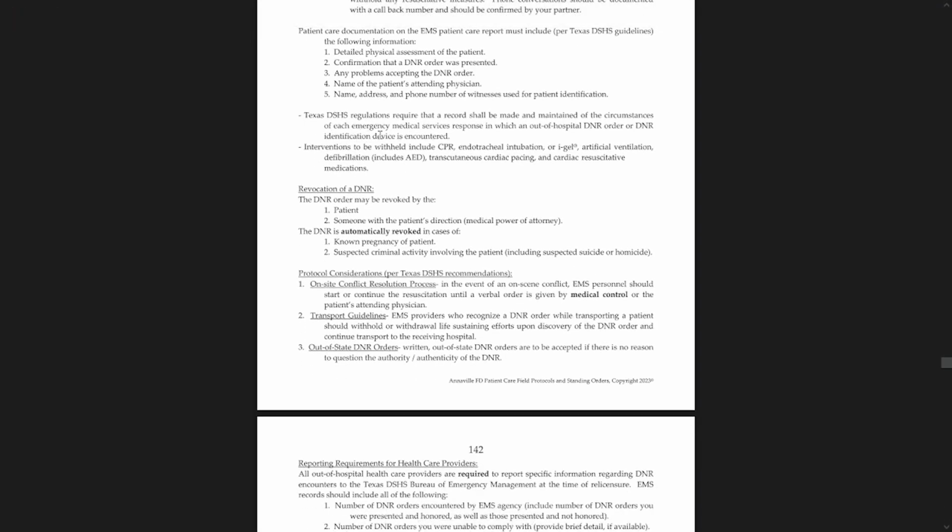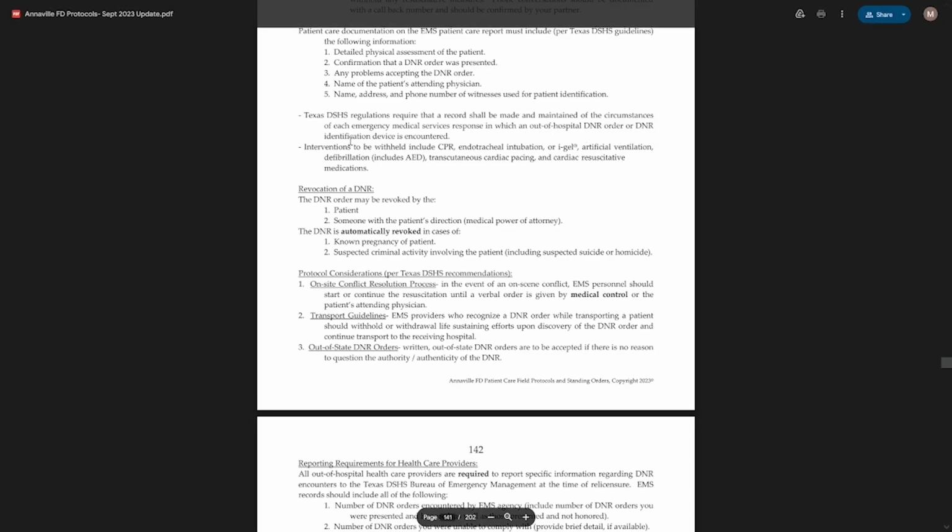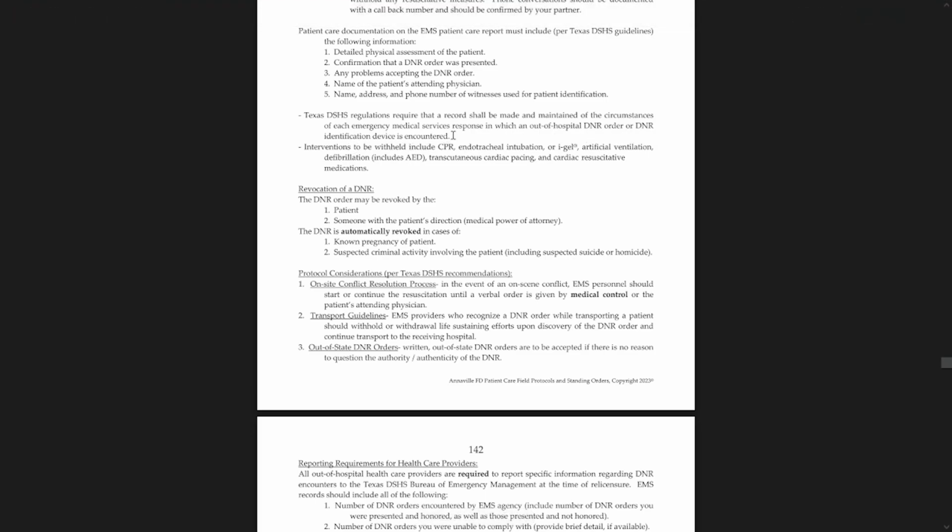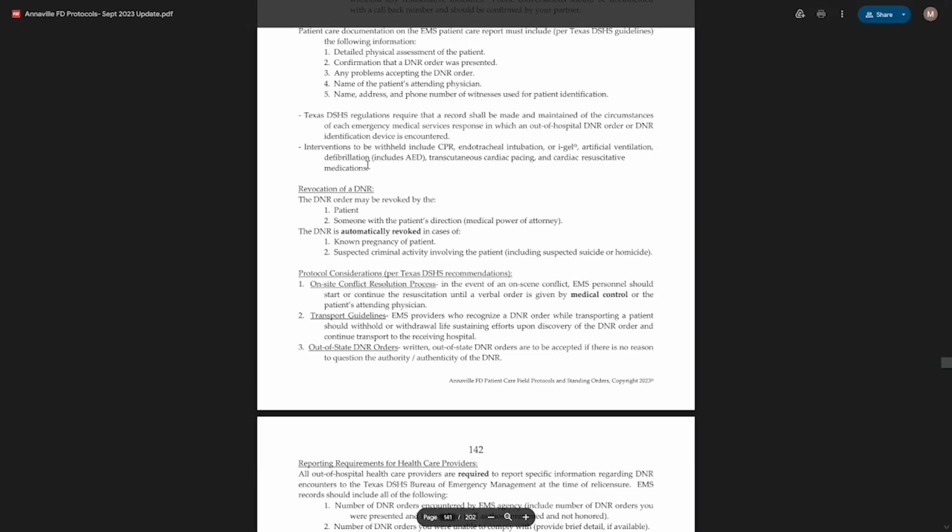Interventions to be withheld include CPR, endotracheal intubation or I-gel artificial ventilation, defibrillation including an AED, transcutaneous cardiac pacing, and cardiac resuscitative medications. The revocation of a DNR: the DNR order may be revoked by a patient or someone with the patient's directive, a medical power of attorney.